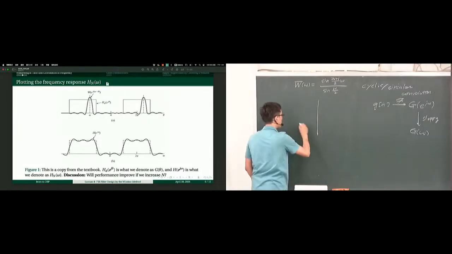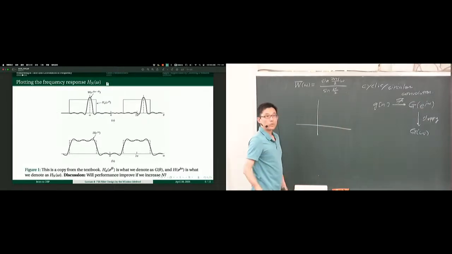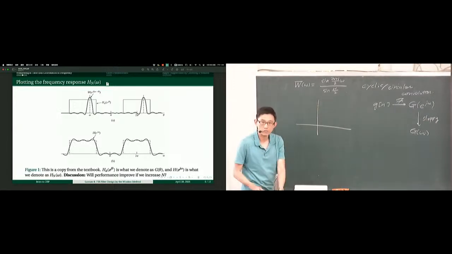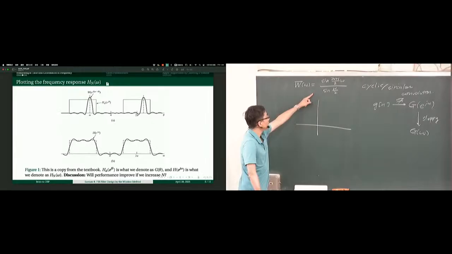So when we make a plot, we can study it. This is important. We need to work on this in detail, okay? It helps us understand what's going on, the ripple and so on.